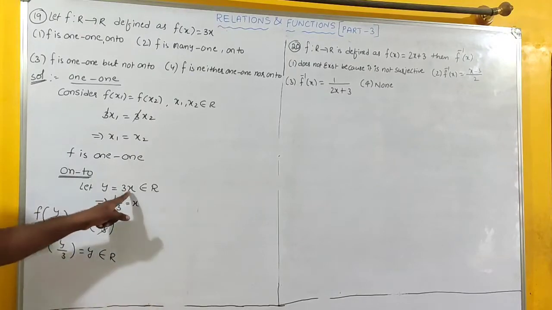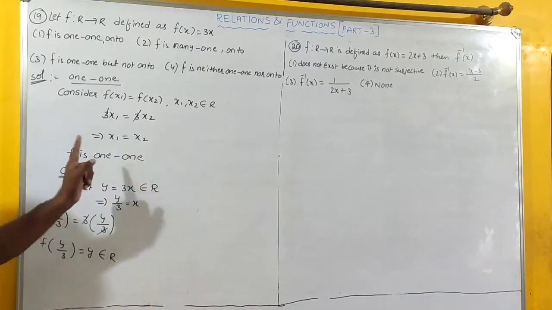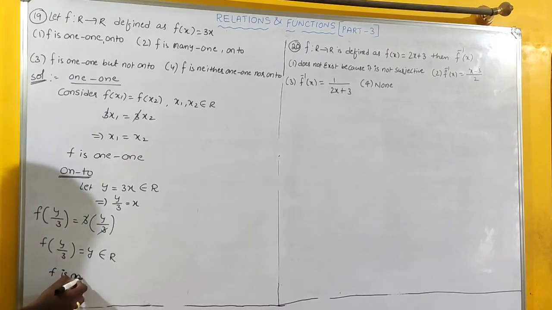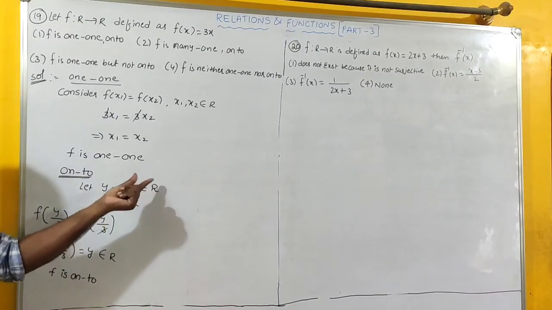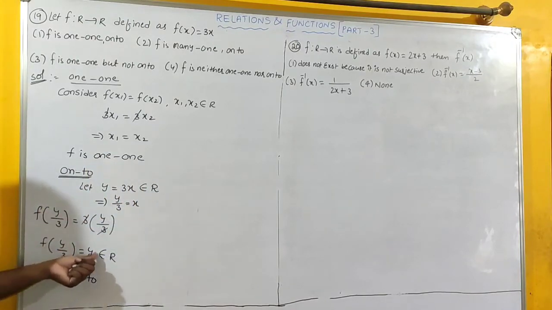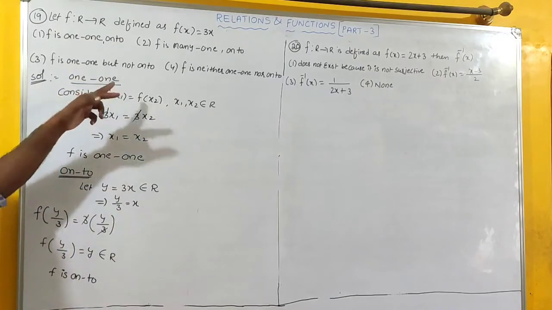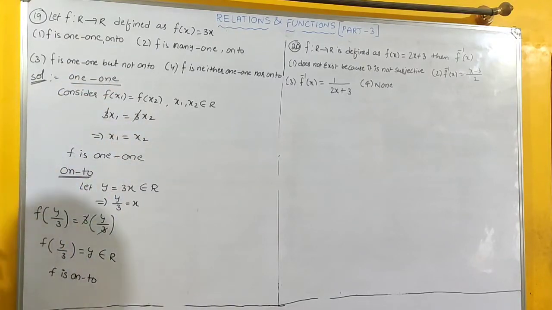For each element in the codomain, there exists a pre-image in the domain such that f(x) = y. Then we can write f is onto. If you take an element in the codomain, and there exists a pre-image in the domain such that f(x) = y, then f is called onto. Now here f is both 1-1 and onto, so option 1 is the correct answer.